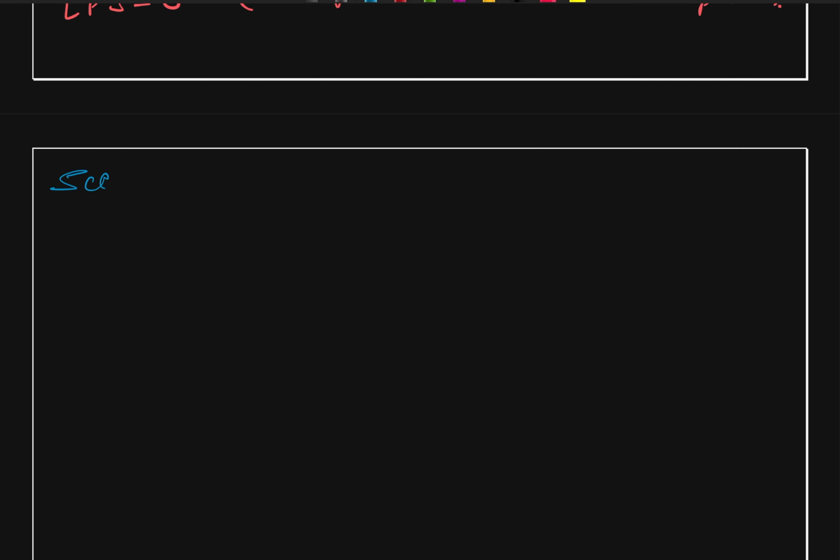So we can say for scale A, the total number of divisions is 150. Therefore, we can say 150 divisions correspond to 100 degree centigrade.